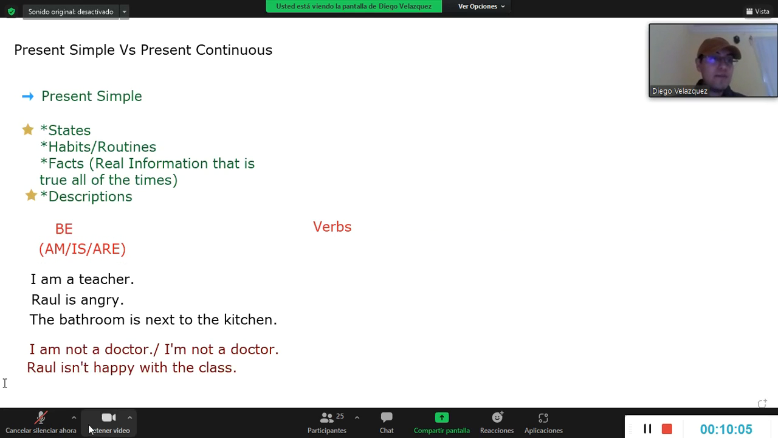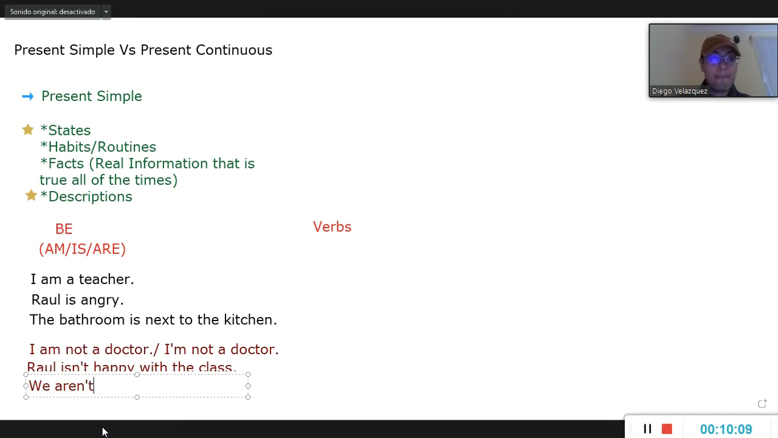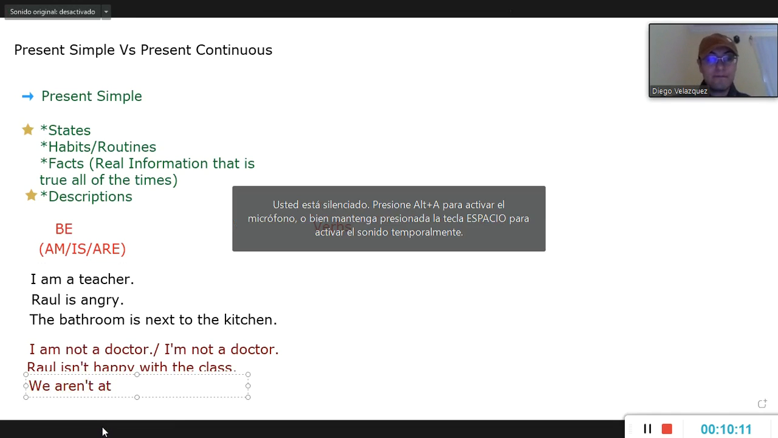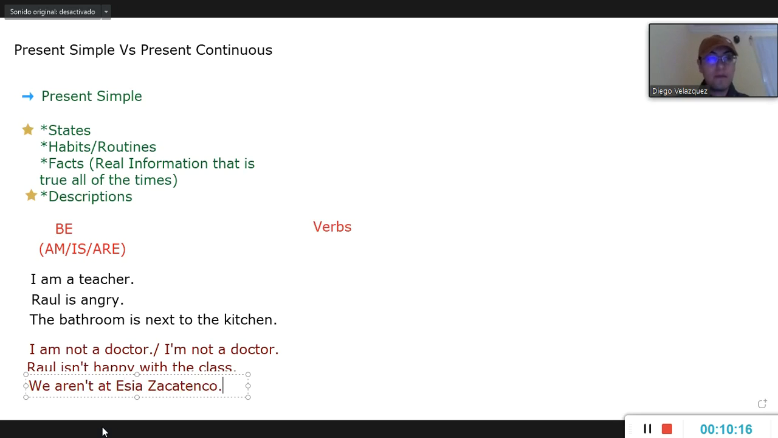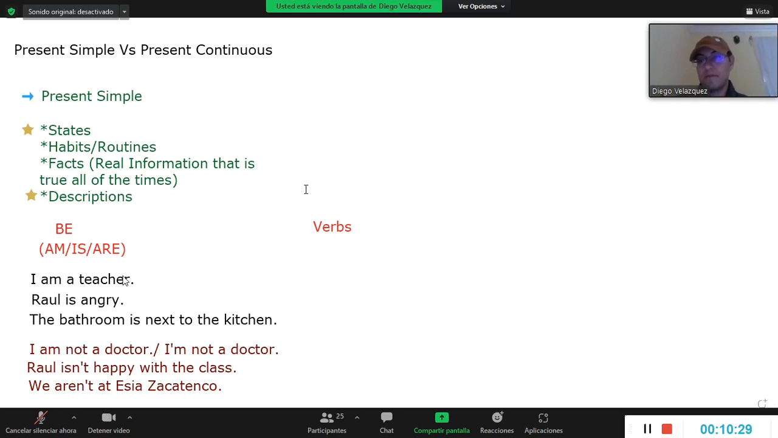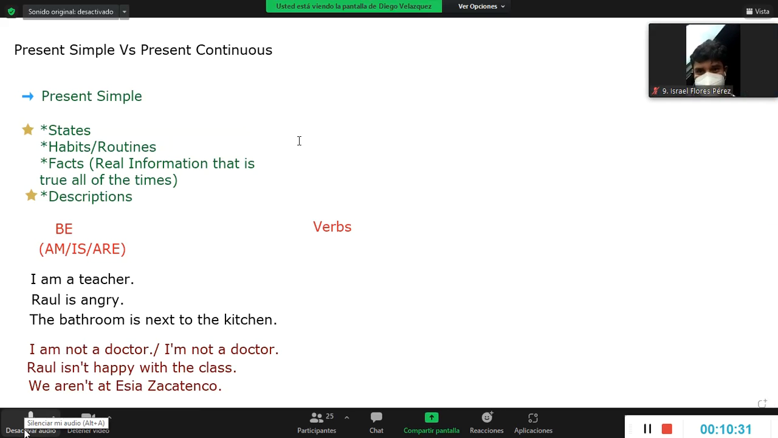And well, maybe I didn't create examples with are. Okay, also to speak of a negative location or description, etc. We aren't or are not at ESIA Zacatenco. Any problems in here? True story. Not any problems? No, teacher.